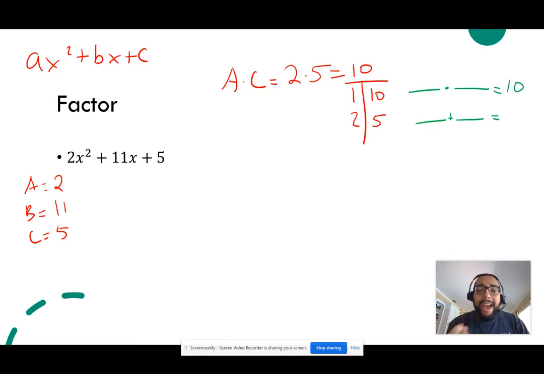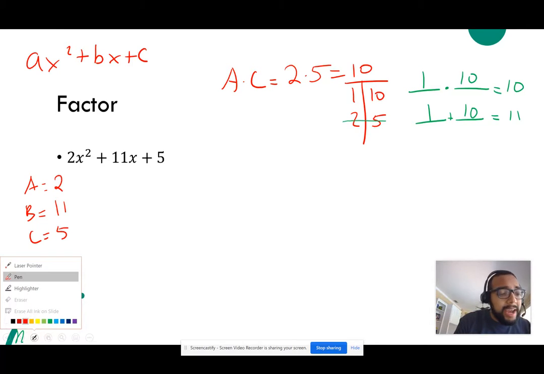And then when you add them together, you'll get 11. So 1 plus 10 is 11, and 1 times 10 is 10. So that looks like that will work. If you check 2 and 5, 2 plus 5 is 7, which is not 11. This is saying here, 1 plus 10 is 11, and 1 times 10 is 10. Sorry about that edit, that was weird.